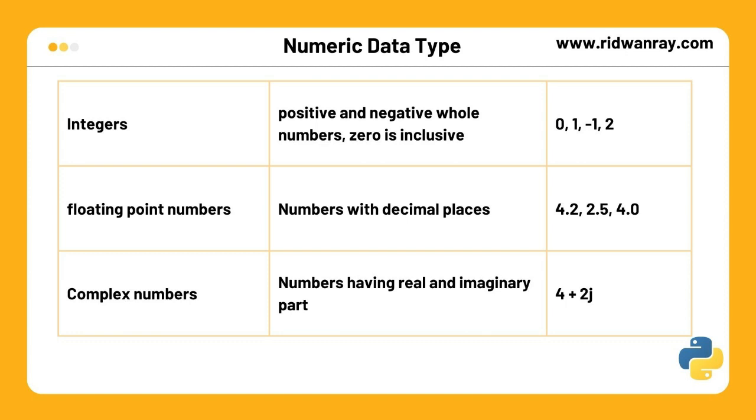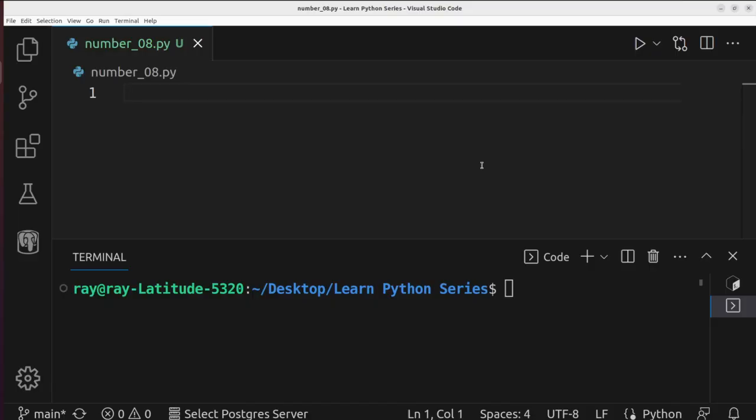Integers are positive and negative whole numbers. 0 is inclusive. Floating point numbers refer to numbers having decimal places. Complex numbers have real and imaginary parts. Integers are positive or negative whole numbers of any length with no decimal point. 0 is also an integer.